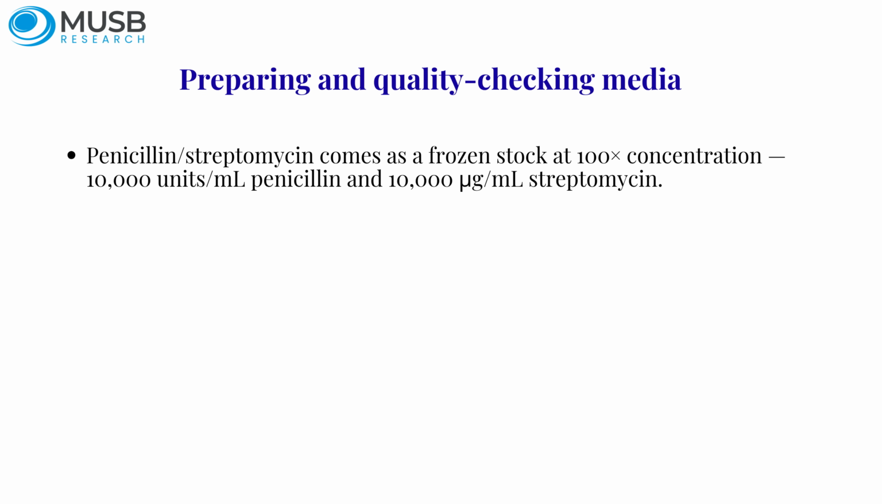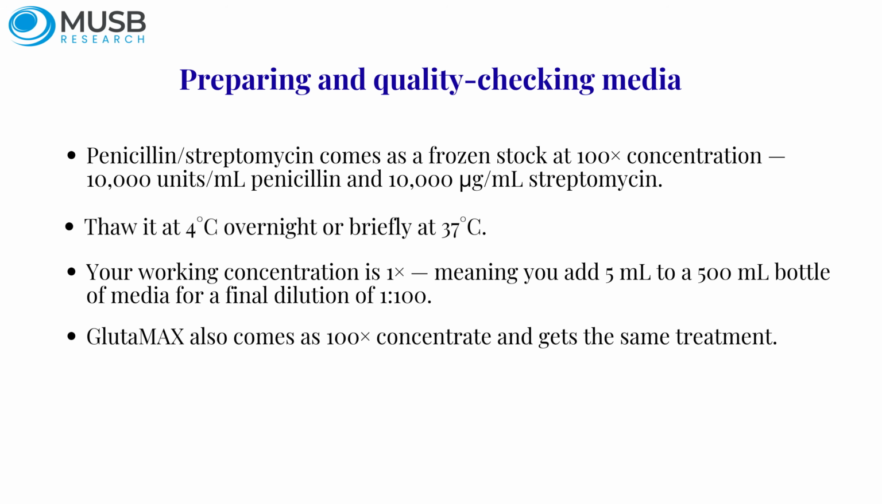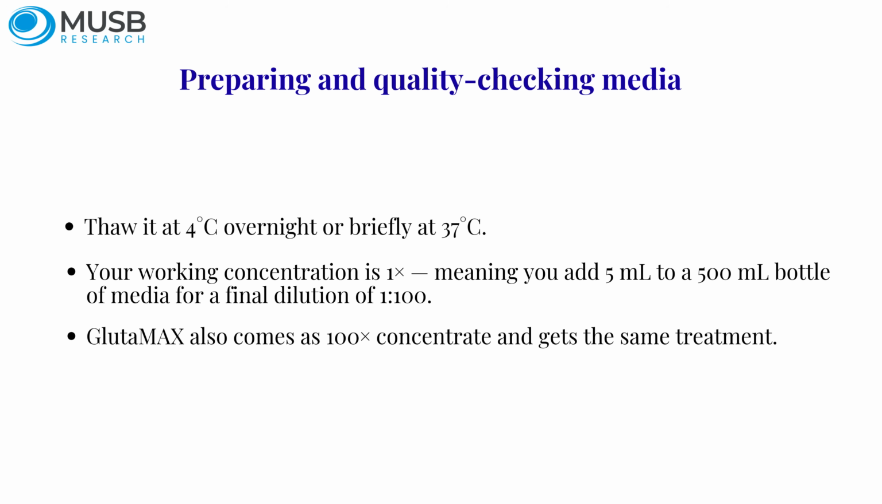Penicillin-streptomycin comes as a frozen stock at 100 times concentration, 10,000 units per milliliter penicillin and 10,000 micrograms per milliliter streptomycin. Thaw it at 4 degrees Celsius overnight or briefly at 37 degrees Celsius. Your working concentration is 1 times, meaning you add 5 milliliters to a 500 milliliter bottle of media for a final dilution of 1 to 100. Glutamax also comes as 100 times concentrate and gets the same treatment.